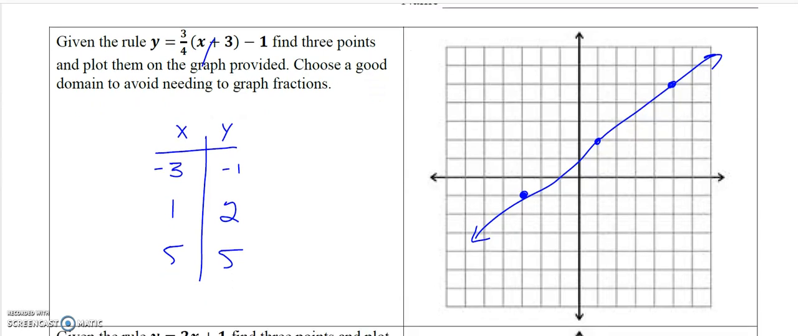Slope is up 3 and over 4. My first point has to cancel out the plus 3 in parentheses, and the negative 1 is going to stay as a part of that. That first point is located right here on the graph. I use my slope up 3 and over 4, and it generates this line. Your line should be a little bit more straight than mine. And we move on to the next one.